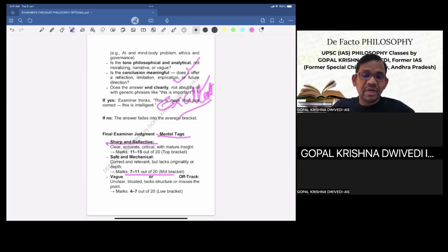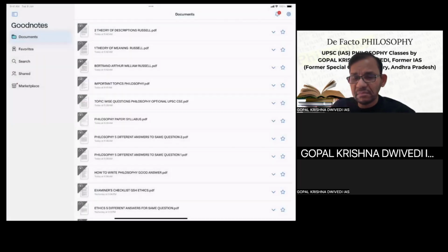Most of the students, out of 600 to 700 students who appear, about half will be in this category. Then very few, that is 10% or even less, 5%, will be in this category. And the balance will be in this category, safe and mechanical. So this is what basically happens in the answering of the philosophy paper.